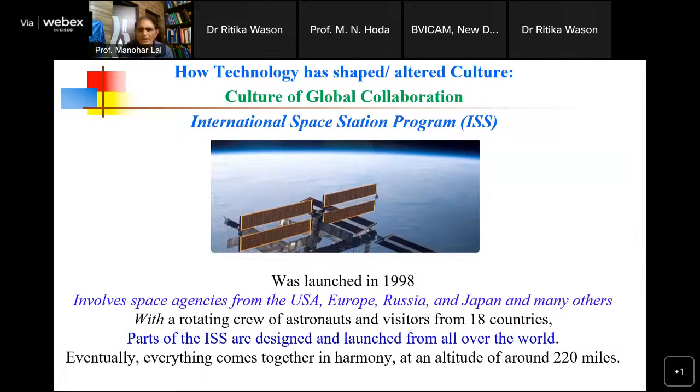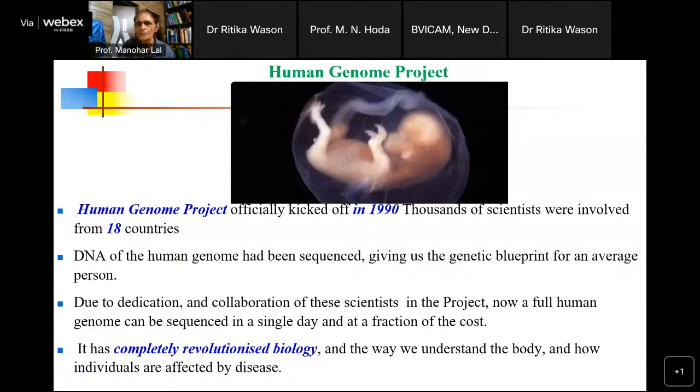Friends, this is not the funny side of the culture. The current culture of the new generation has many, much more significant positive contributions. Nowadays, a number of countries and groups of intellectuals collaborate together. Here I'm giving just two examples of collaboration of intellectuals from all over the world. One is International Space Station Program, and the next is Human Genome Project. And these are two very successful projects because of the culture of cooperation generated by communication revolution. So that is the impact of culture on the modern community.